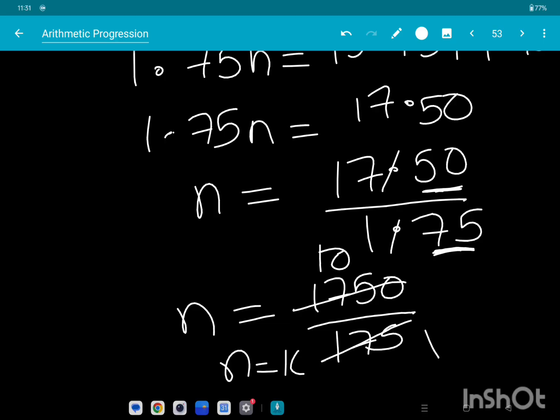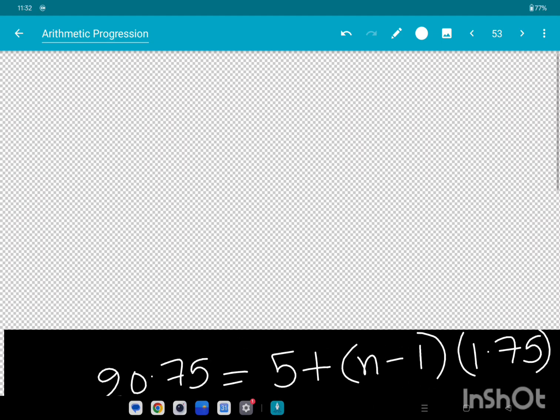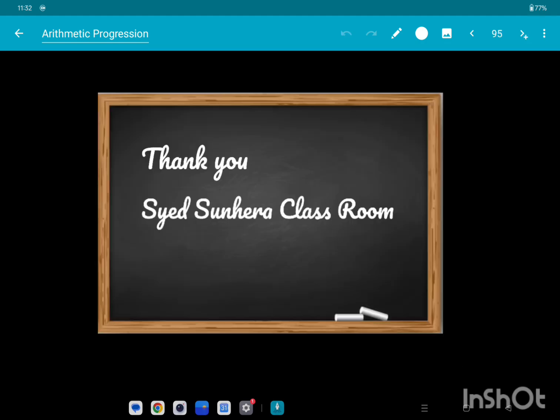Here the n value is 10, which means after 10 weeks her savings are 20.75. So this is the way. Here the n value is 10. This is the way we will find these types of questions by using the nth term formula. In this video we completed all the problems of exercise 5.2 in one shot. Now we will see the next topic, the sum of n terms, in the next video.